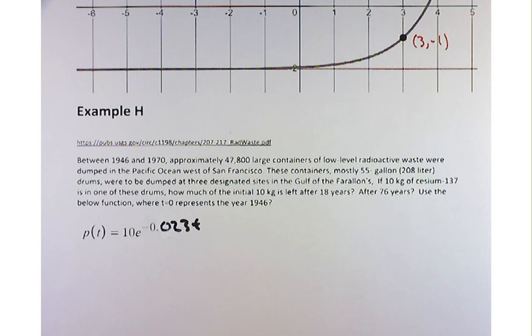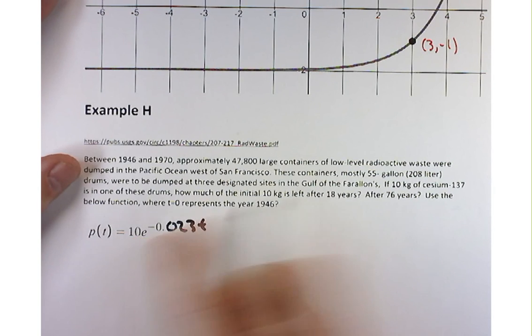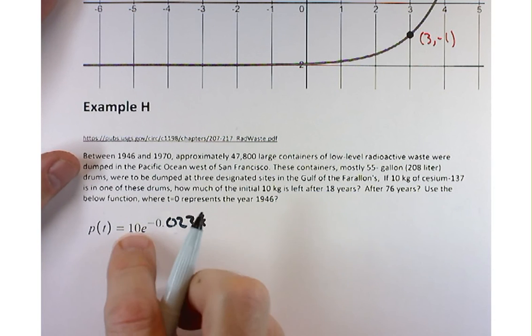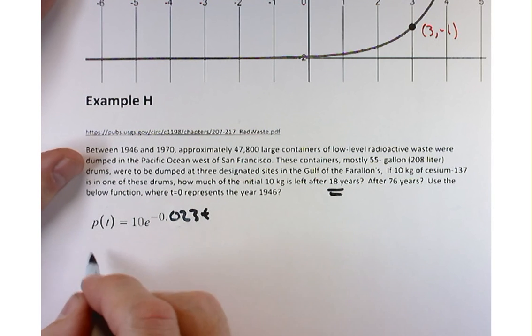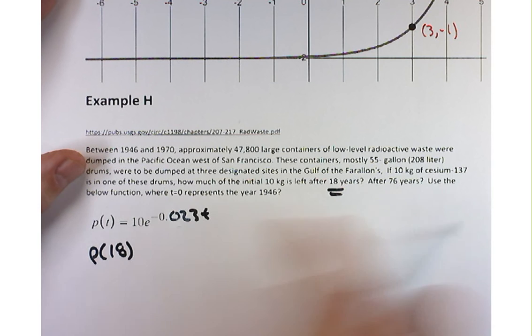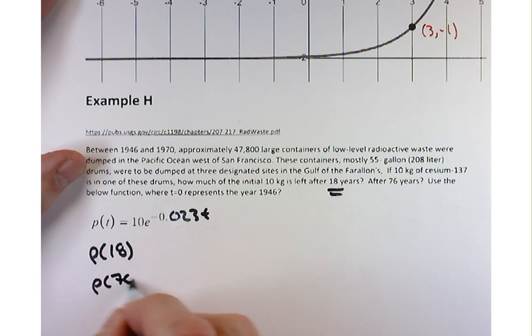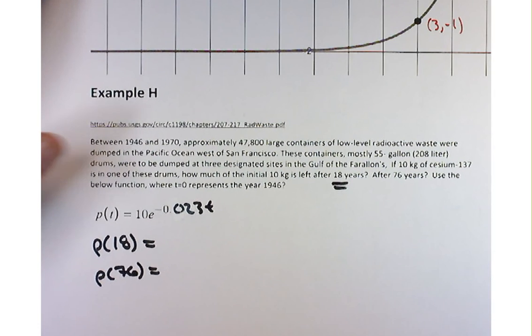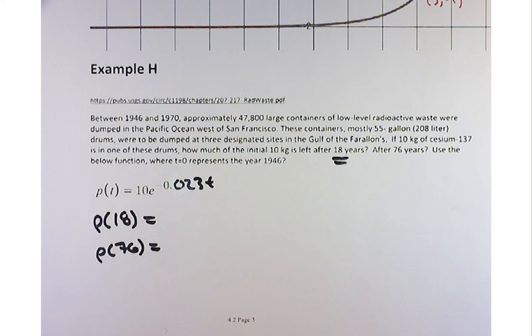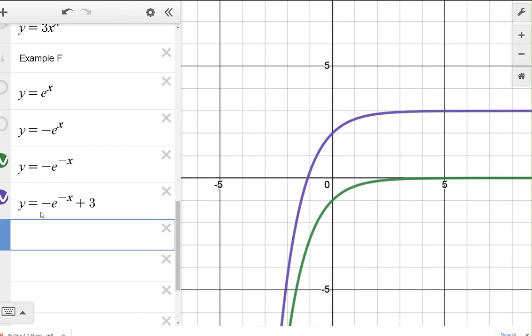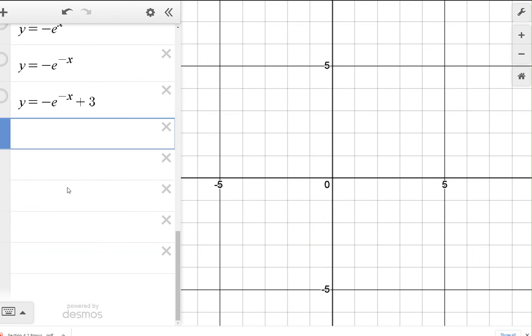Okay, let's find out how much cesium-137 will be left in a 10 kilogram sample after, let's see, a lot of you are 18 years old. So let's find P of 18. And then how much is left after 76 years, which is about how long some of the oldest barrels are down there. So plug this formula into your graphing calculator or into Desmos. Let me show you, slash remind you, that you can do these things in Desmos as well. So I'll shut these off. You don't have to use Desmos just for graphing.